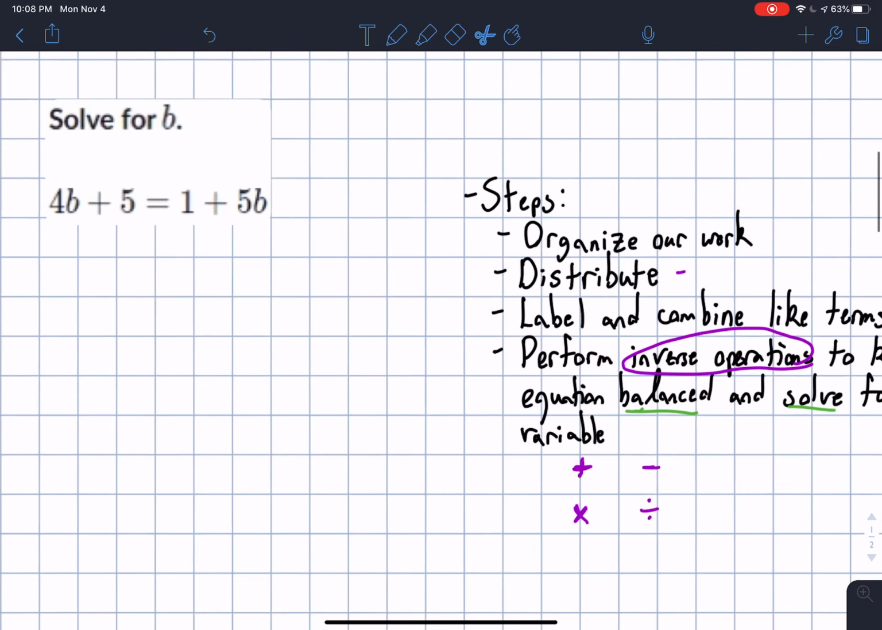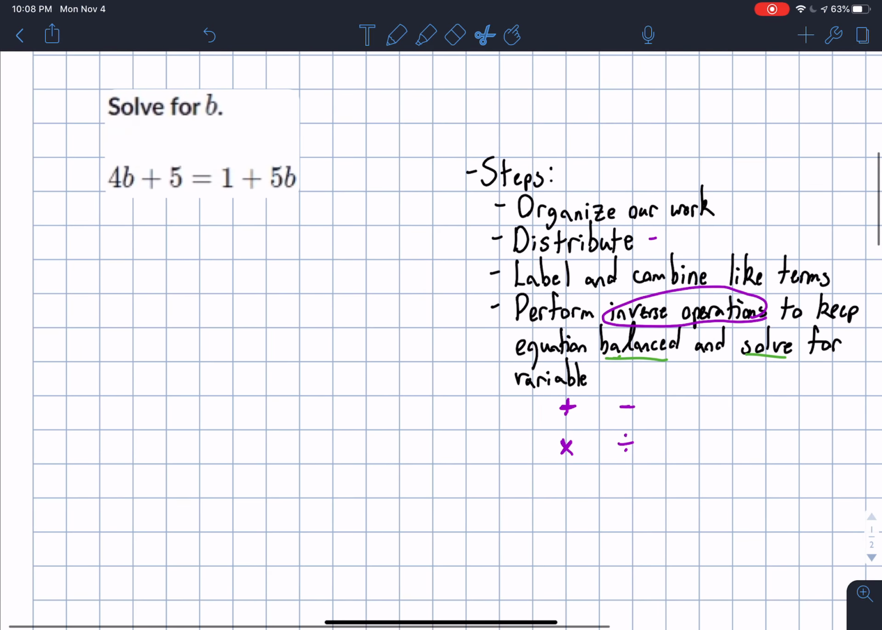Look at that. So my first step is I'm going to organize my work. I'm going to draw that line right down the middle. Do I have to distribute? Nope. Do I have to combine any like terms on my left or right side? No. So I just go to attacking those constants.